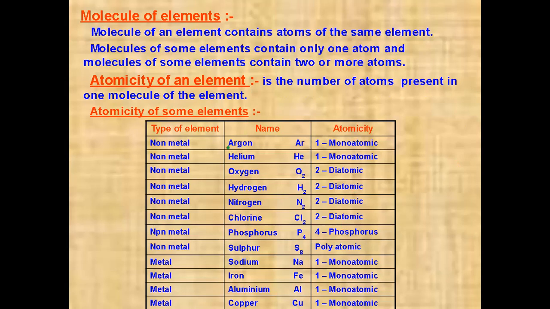The elements with only one atom are called monoatomic, and the elements with two atoms are called diatomic, and the elements with three atoms are called triatomic, and the elements with four atoms are called tetraatomic, and the elements with more than four atoms are called polyatomic.